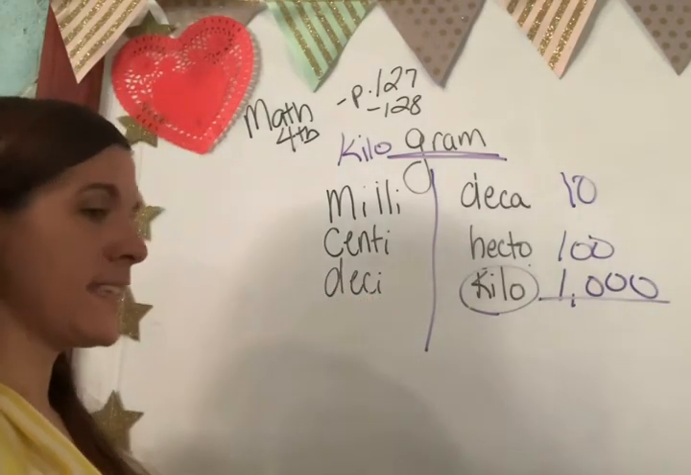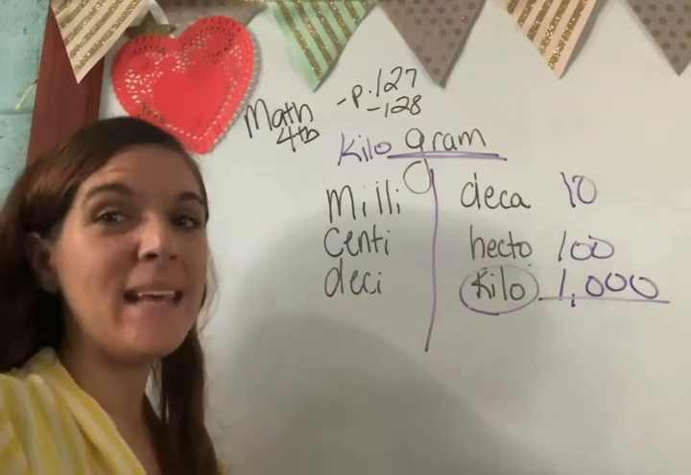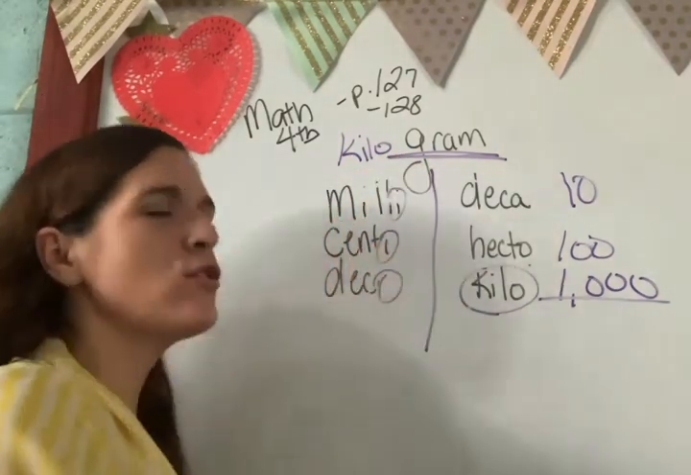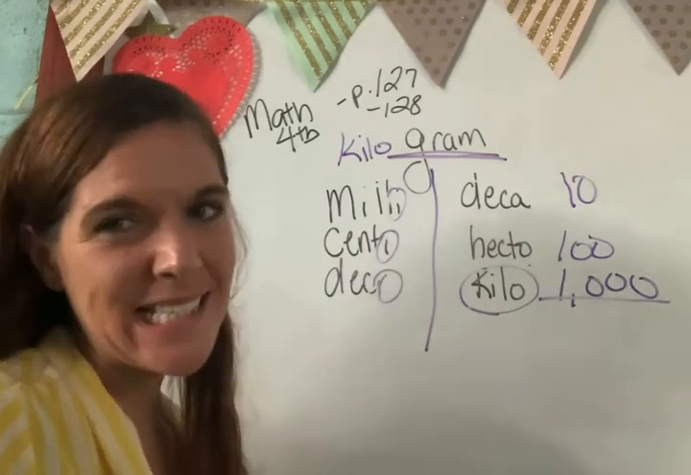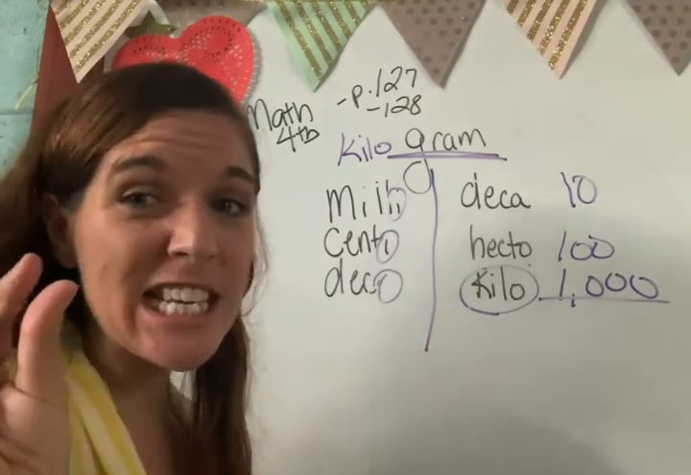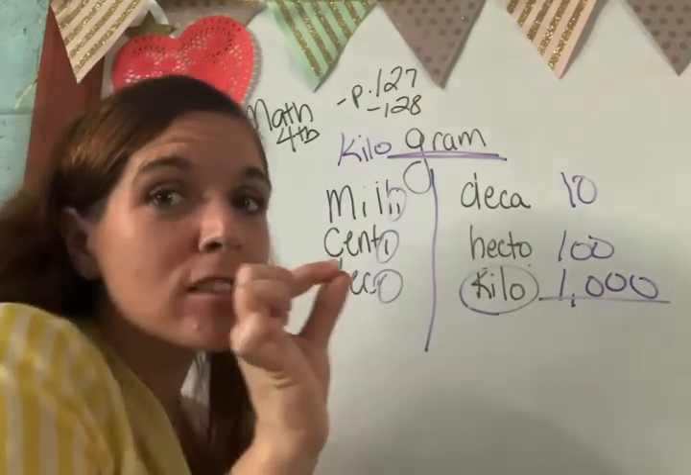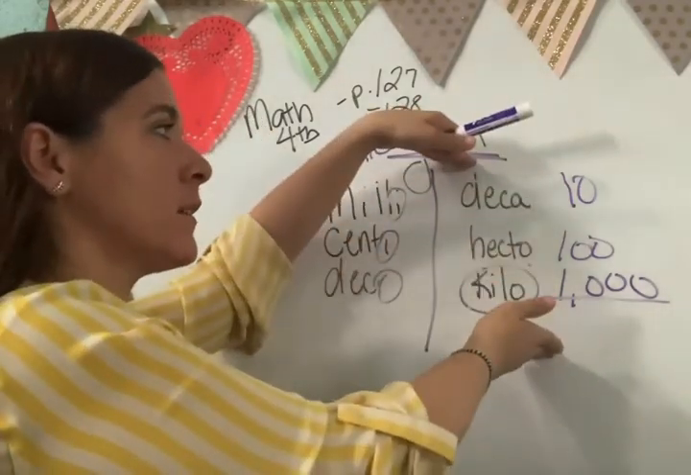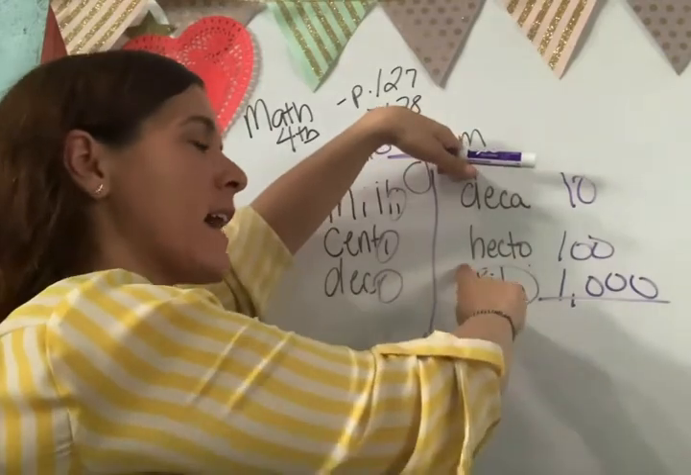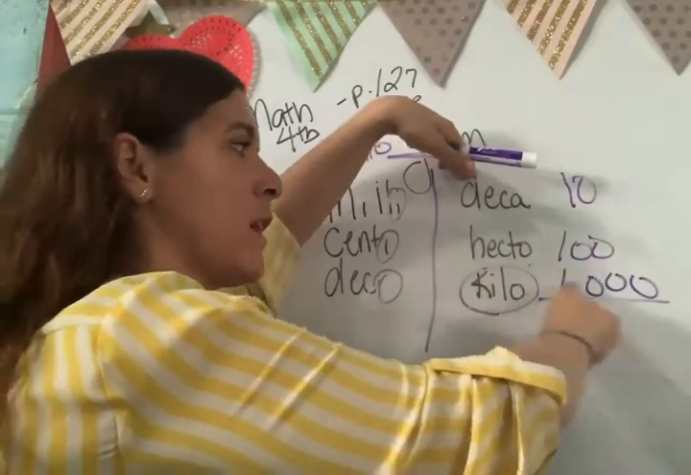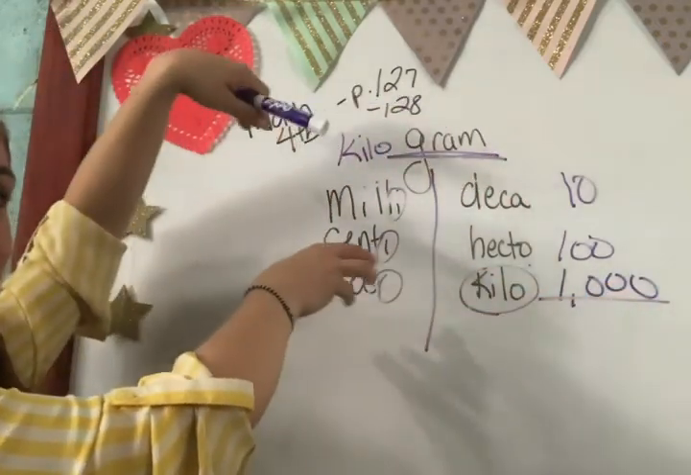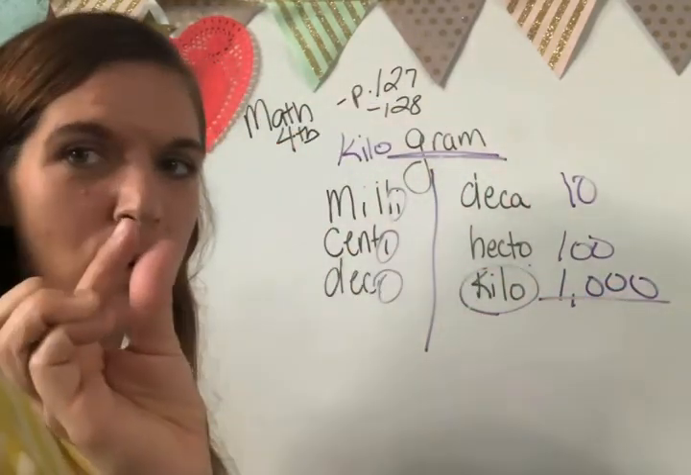Milli, centi, and deci. Wow. Milli, centi, and deci all end in I. And don't they sound so cute? Milli, centi, deci. So they are chiquititos, okay? They are smaller than a gram. These are bigger. 10 grams is deca. Hectogram is 100. Kilograms is 1,000. It's big. But milli, centi, deci are small, okay?